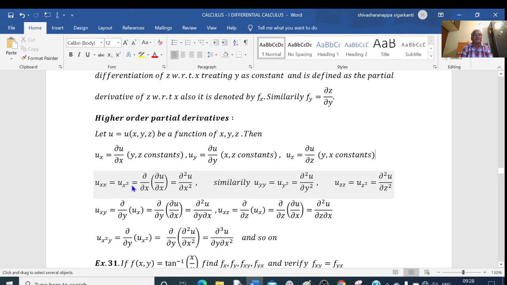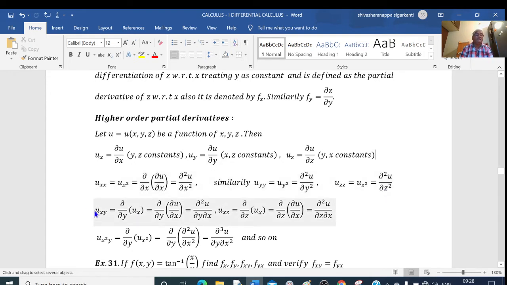Also we can write like this. This is nothing but differentiation of dou u by dou x with respect to x, that is dou by dou x of dou u by dou x, and we denote this by dou square u by dou x square. Similarly, uyy or uy square is nothing but dou square u by dou y square, and uzz is equal to uz square. This is nothing but dou square u by dou z square.